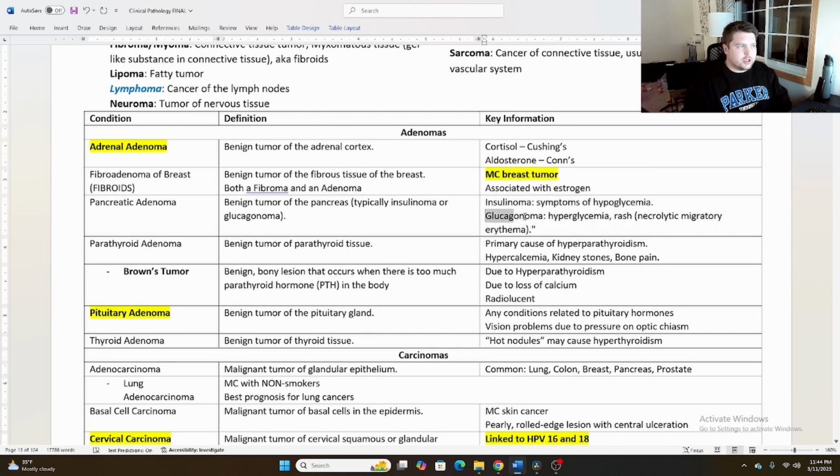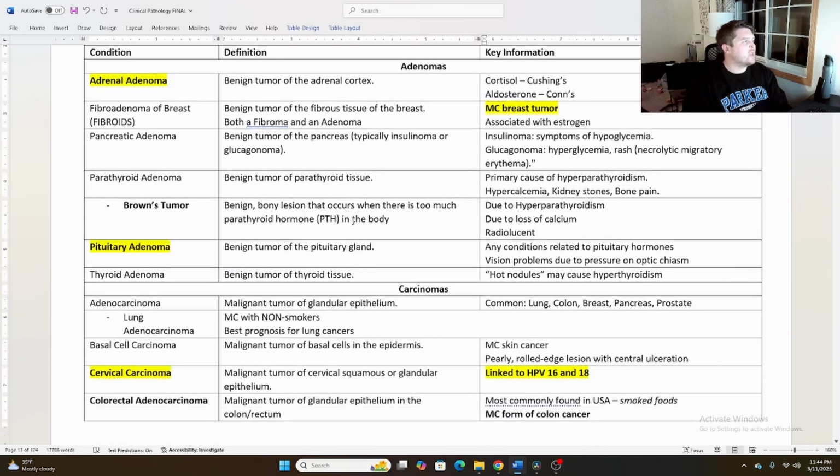Way too much glucagon, we get way too much glucose in the blood. So think about the base process and then what those symptoms would look like.